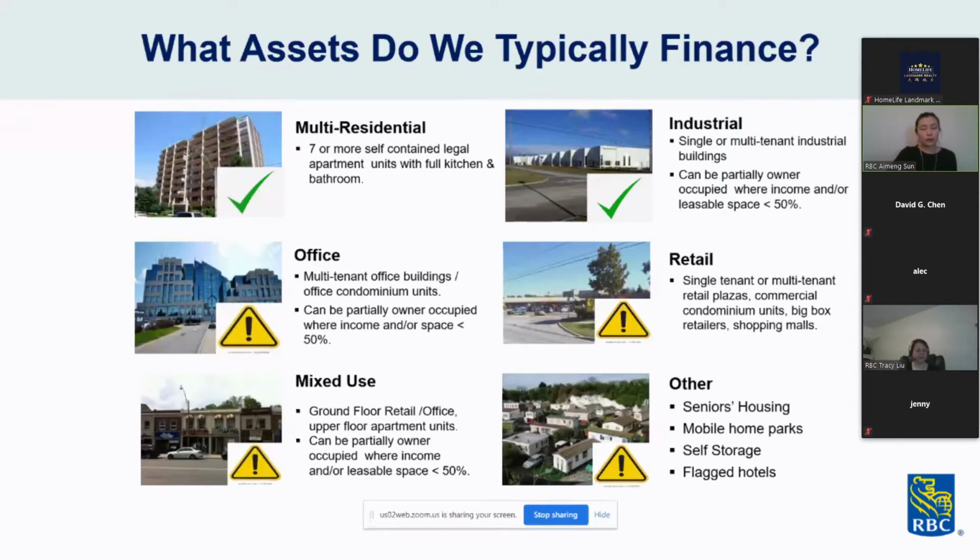So moving on to other, these assets are not common and you don't see them every day. So with the exception of the flagged hotels, which we are still not participating in at this time, we still have the appetite to finance the other types, for example, senior housing, mobile home parks, and self-storage, if there's stabilized and predictable cash flow. So we would be looking at the historical operating statements of the operator, as well as the current occupancy data and the current rent roll.